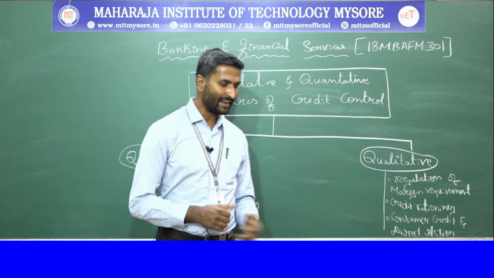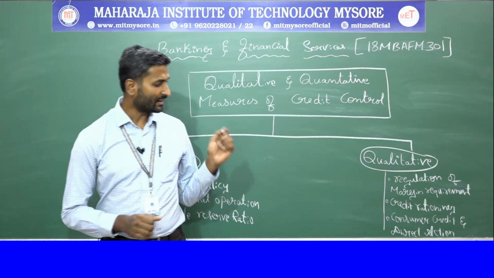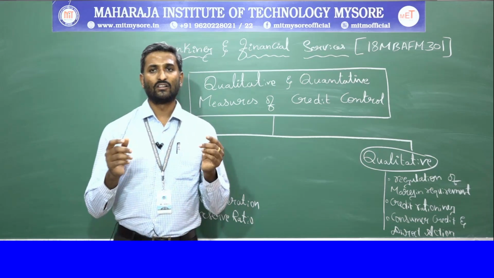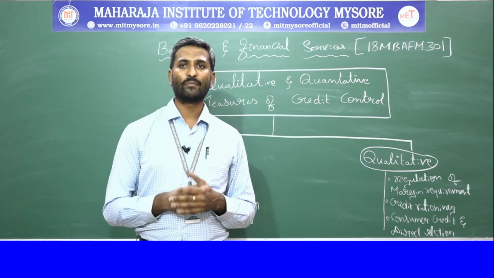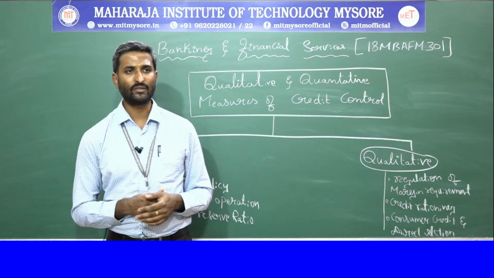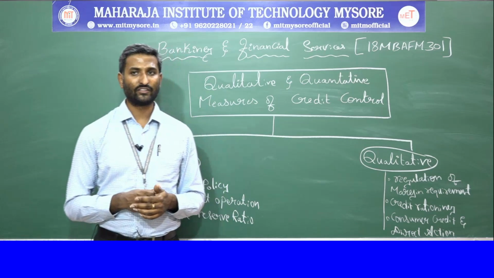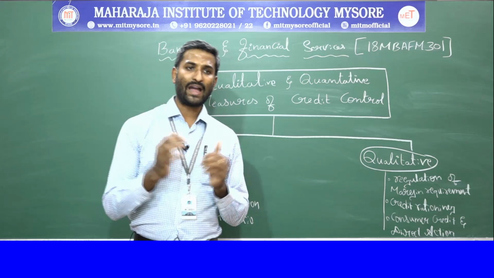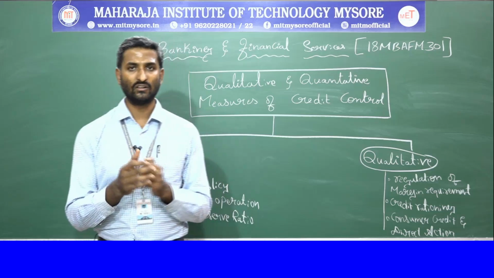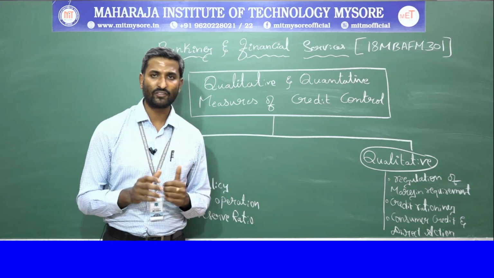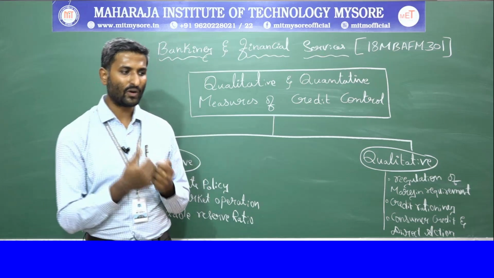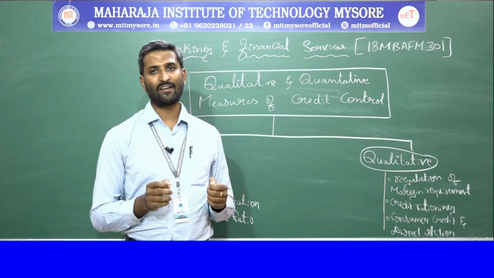Then coming to the second qualitative measure, which is credit rationing. Credit rationing is one of the measures where the central bank seeks to limit the maximum amount of loans and advances. As a banker, they must have proper deposits to issue loans. Unless they have sufficient deposits, they can't give loans. Whenever they provide loans to the public, they must have a proper deposit.